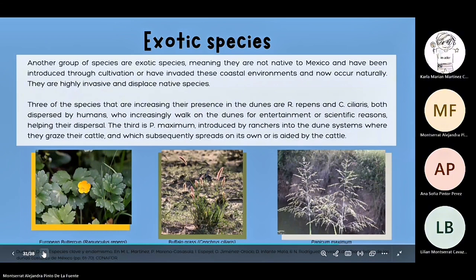Three of the species that are increasing their presence on the dunes are air repens and sea silaris, but dispersed by humans who increasingly walk on the dunes for treatment or scientific reasons, helping their dispersal. The third is P. maximum, introduced by ranchers into the dune systems where they graze their cattle, and which subsequently spreads on its own or is aided by the cattle.